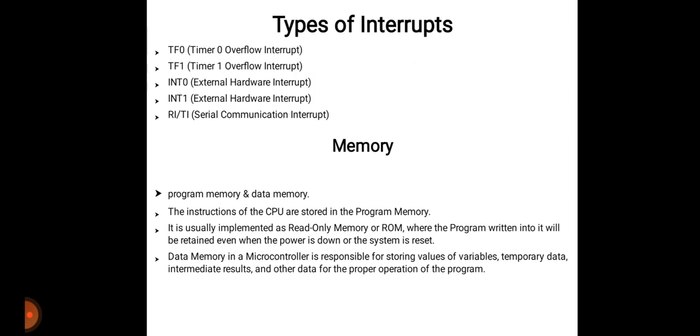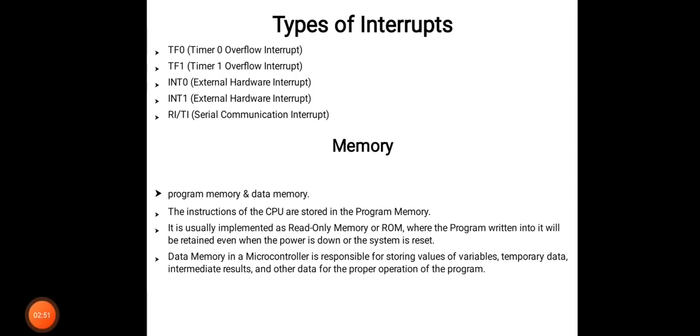First of all, what are the types of interrupts? Interrupts are divided into 5 types: TF0, TF1, INT0, INT1, and RI and TI. TF0 means Timer 0 overflow interrupt, and TF1 means Timer 1 overflow interrupt. INT0 means external hardware interrupt 0, and INT1 means external hardware interrupt 1. RI and TI are serial communication interrupts that we have to use in our circuit.